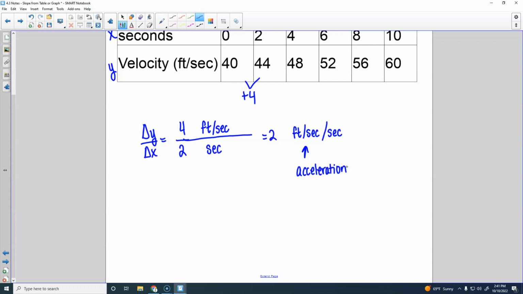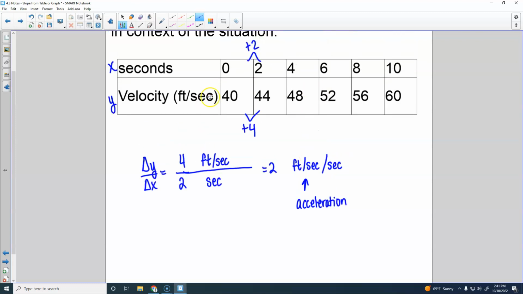Okay? Feet per second per second. It's how, so whenever you take off fast in a car, you might be going 0 miles per hour, then you might be going 10, and then 25, and then 60, right? So it's how fast your speed is increasing every second in this case.